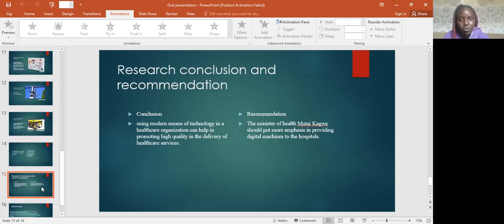And then the research conclusion and recommendation. The conclusion is that using modern means of technology in a healthcare organization can help in promoting high quality in the delivery of healthcare services. If you use modern technology in a healthcare organization, it's going to help in delivering high quality services. Then the recommendation is that the Minister of Health, Mutahi Kagwe, should put more emphasis on providing digital machines to the hospitals.